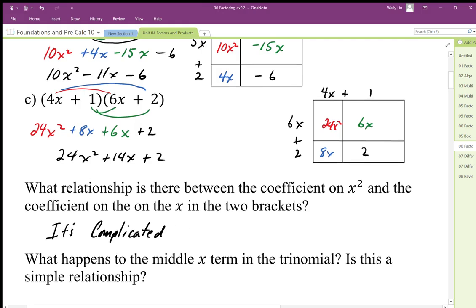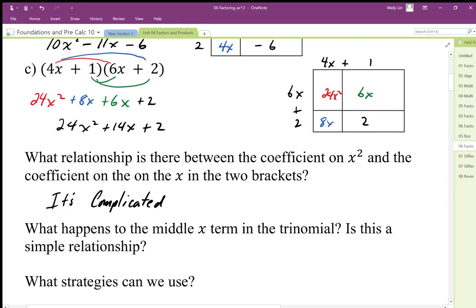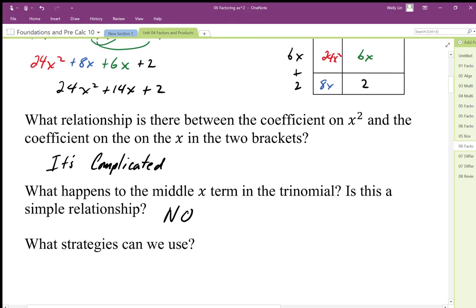Okay. So the middle, is this a simple relationship? No, this is not a simple relationship. So what strategies can we then use to factor this? If I want to now go back, multiplying out is fairly straightforward, but the problem is this 14, we don't know how to generate that 14 because it's not a simple add relationship with what we see in the trinomial here. The 2 still is a product, but this 14 is a problem because it's hard to see where that 14 came from the numbers that we start with.